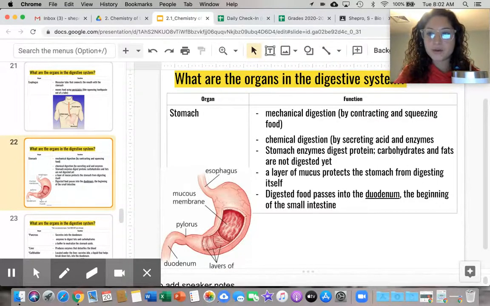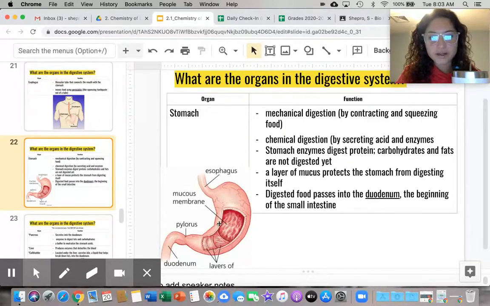So specifically, we already talked about carbohydrates being broken down in your mouth through the enzyme amylase. But your stomach has enzymes in it as well that help to break down carbohydrates and fats or lipids. They are not digested, but they do start to break down just a little bit. Now, keep in mind, I have not mentioned protein yet. So we have not started to break down protein except for the chewing process, except for that mechanical digestion.